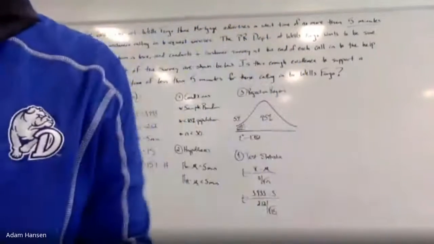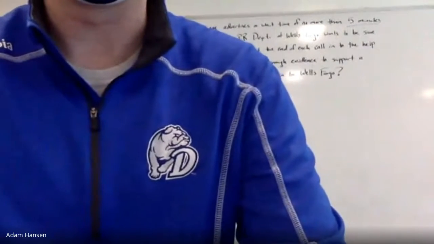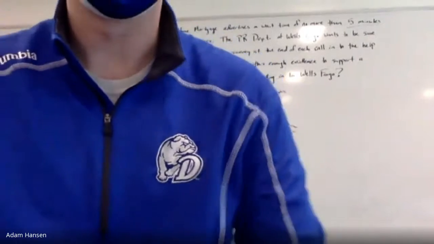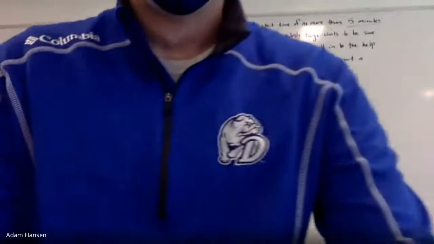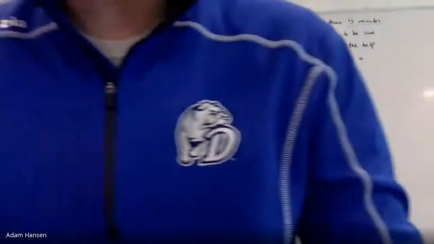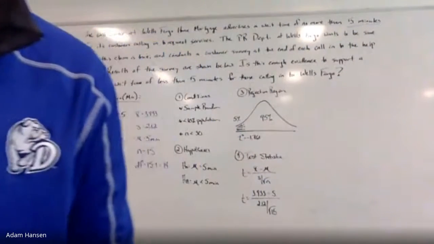Could you guys type that in your calculator? Let's see if we get the same t-score to compare back to our rejection region. 3.933 minus 5 divided by, what's the standard deviation again? 2.12 minutes over the square root of 15, about negative 1.95949.